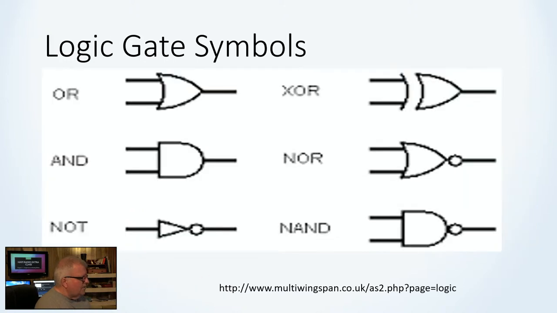And so here are some logic gate symbols. The OR gate, remember, with the curve. The AND gate with the straight line. The NOT gate, or the inverter, it's got the dot. That means inversion.